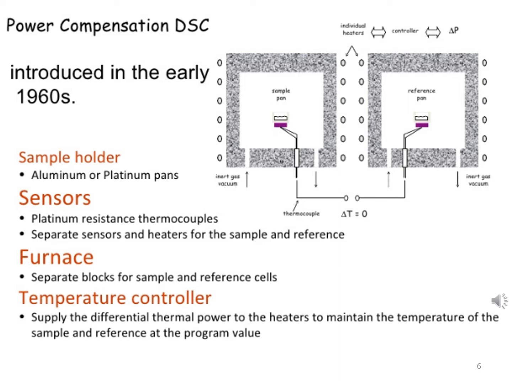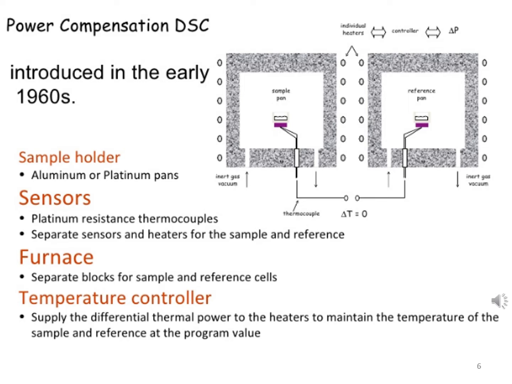But in the case of the next type that we will discuss, heat flux DSC, a single furnace block is used. But in power compensation DSC, two furnace blocks are used. For example, there is a separate furnace block for the sample, and for the reference there is a separate furnace block. So the temperature controller is the part that controls the temperature.